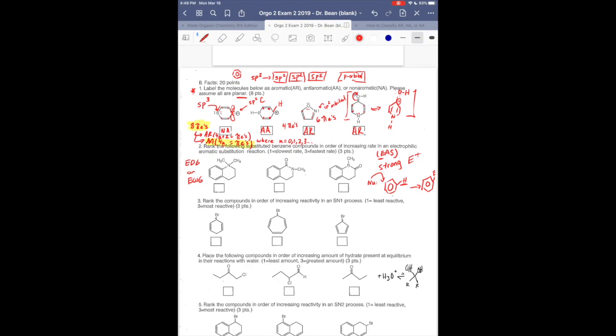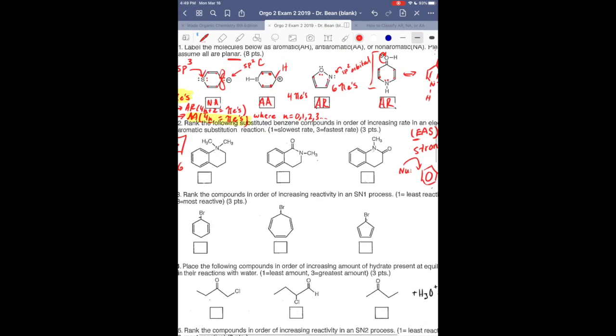So what type of groups would we want to have on the ring? Donating or withdrawing? So your answer should be donating, because if you have electron density going towards the ring, that's increasing its nucleophilicity and it's allowing it to act as a nucleophile, and the reaction will proceed faster, okay? So we need to look for things that are electron donating groups, right?